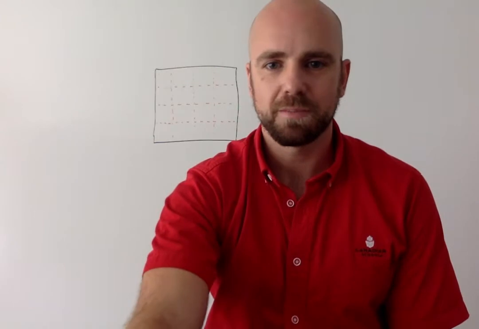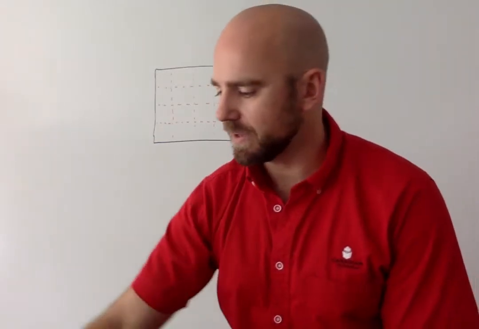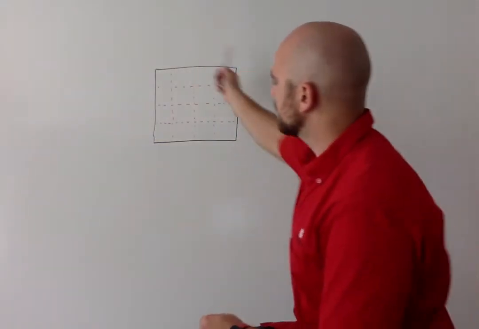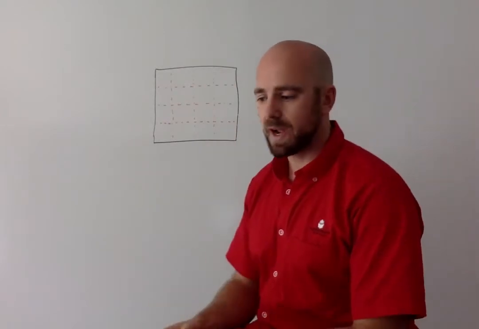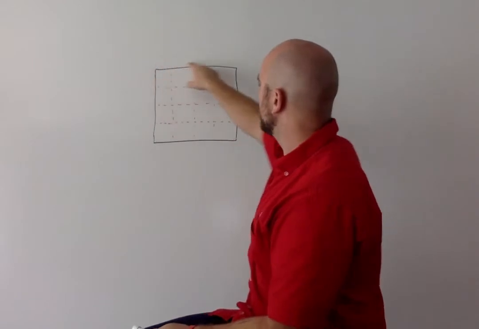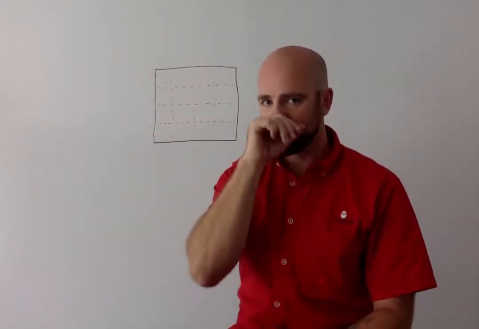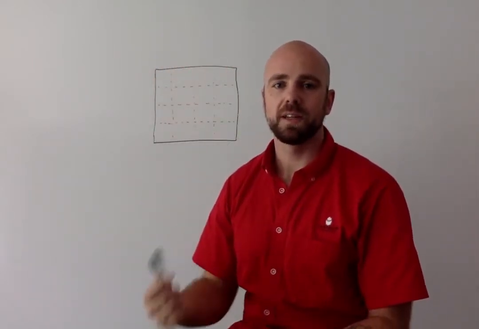So when we're measuring line segments, specifically what we're talking about is, say we have a square here. This square happens to be 4 by 4. Our line segment is going to be one of the edges. That's what we're referring to when we're talking about measuring a line segment.